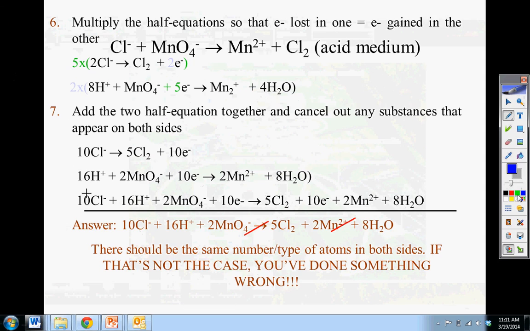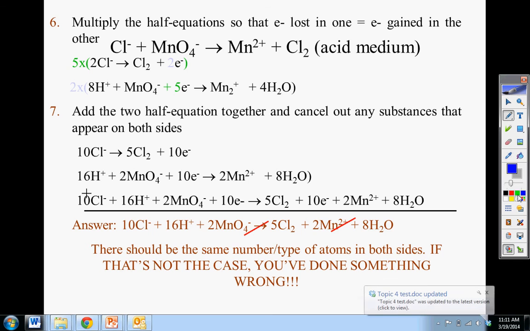All right. Here's what I have. 10 Cl minus plus 16 H plus plus 2 MnO4 minus yields 5 Cl2 plus 2 Mn2 plus and 8 waters. Why did I mess that up? See, that line messes everything up. I skipped that line because I knew there was going to be a problem. Yeah, they're on the electrons. Sorry, that messed it up. All right.